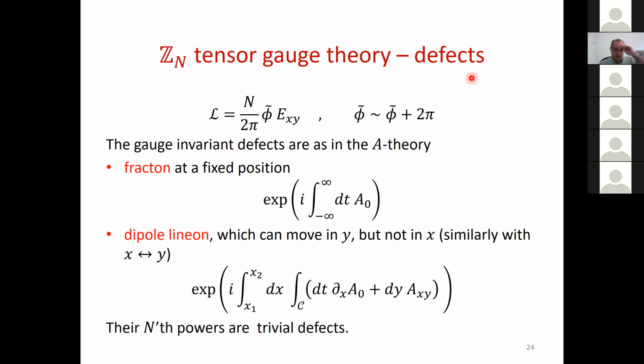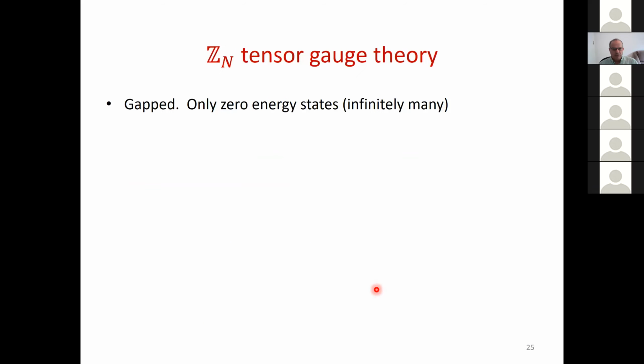This is essentially the same as in the U1 system that we discussed earlier, except that the nth power of the defect is trivial. So we have fractons and we have these dipole linomes. And again, this reproduces what appears on the lattice. So let me make some general comments about this system. The system is gapped. It has only zero energy states. There are infinitely many. I already said that.